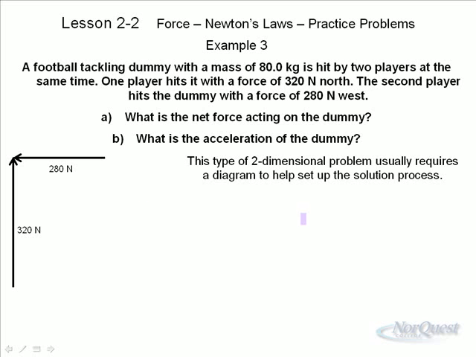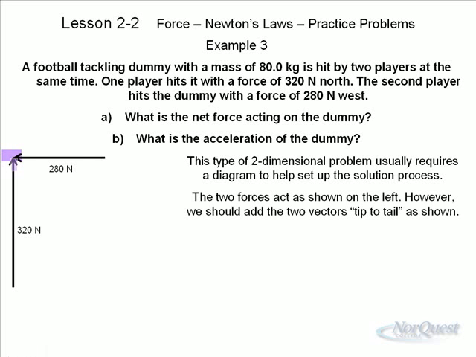So at the point of impact up here, of course, the tackling dummy is being forced both up and to the west, so it should probably go towards the northwest. Now, to do this kind of problem, we should use a vector diagram. The two forces act as shown on the left, but when you're doing this type of problem, you should add the vectors tip to tail. The first vector is 320 newtons. The second force vector is being added to the first and therefore should be added in this way.